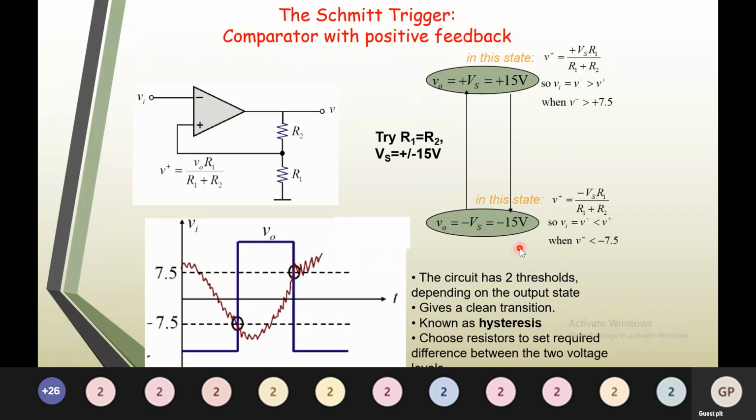Now, the next one, Schmitt trigger. So what is a Schmitt trigger? Schmitt trigger is also a comparator, which is called a regenerative comparator. This comparator has a positive feedback. See, we said a comparator is operated in open loop configuration, right? But this comparator, Schmitt trigger, is operated with a positive feedback. Okay. So what is the need for this Schmitt trigger?